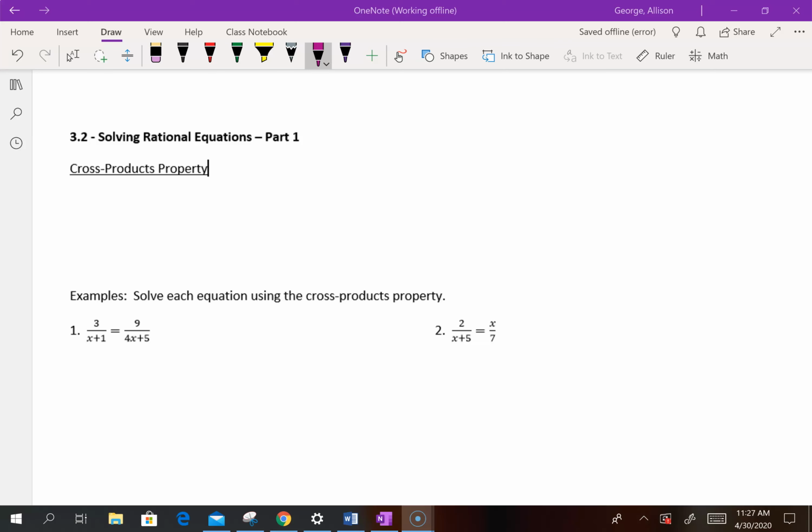Alright, good morning everybody. This is the first of two videos for section 3.2 on solving rational equations. On the last video we went through simplifying rational expressions. So we talked about factoring, we talked about canceling things out, top and bottom, and then we talked about multiplying and dividing.